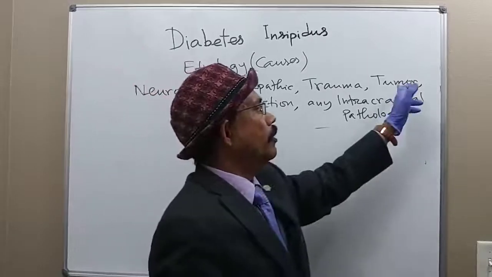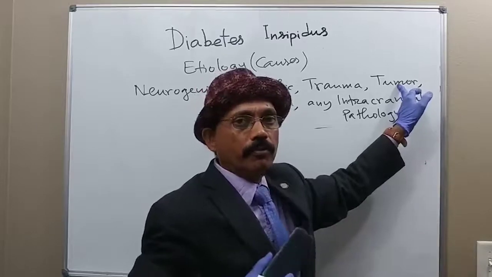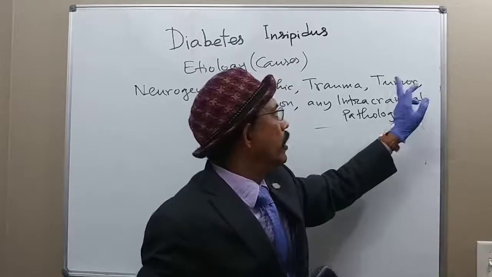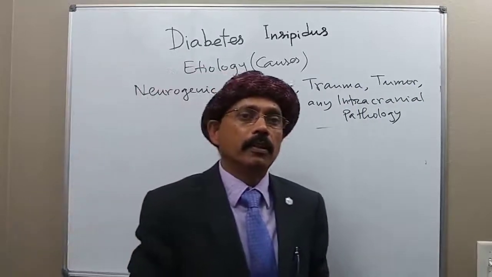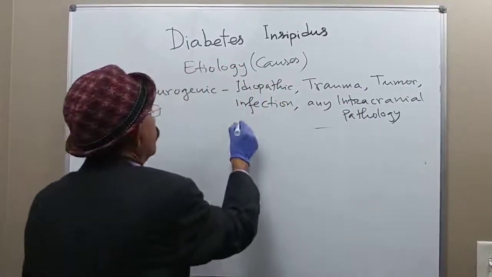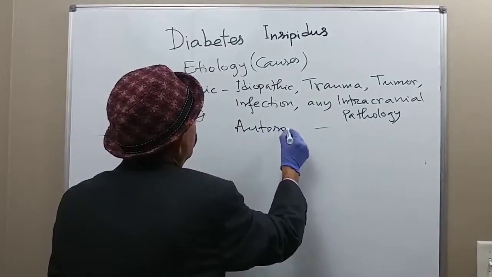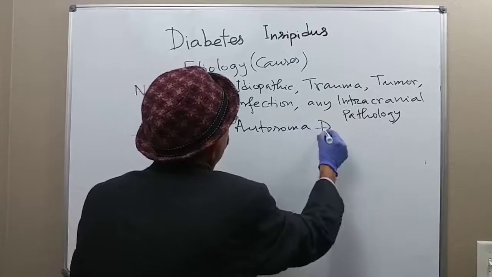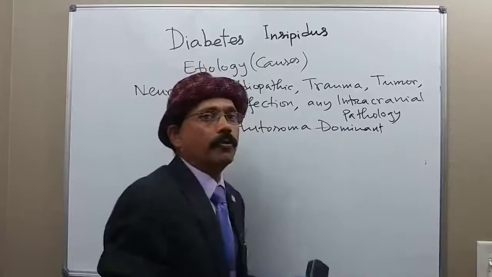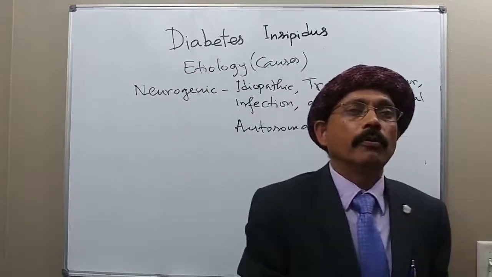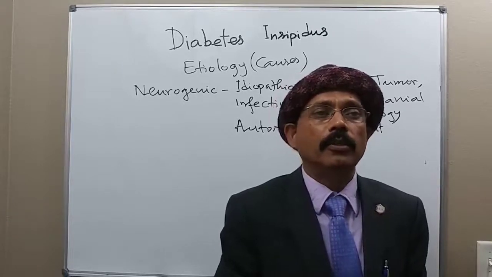A tumor may develop inside the brain. It may be a primary tumor, or a metastatic tumor from the breast or the lung that goes to the brain and disturbs the hypothalamus. It may also be an autosomal dominant genetic disorder. So these are the causes of neurogenic diabetes insipidus.